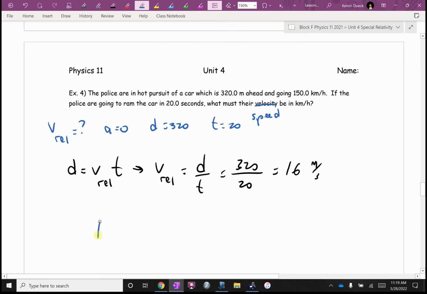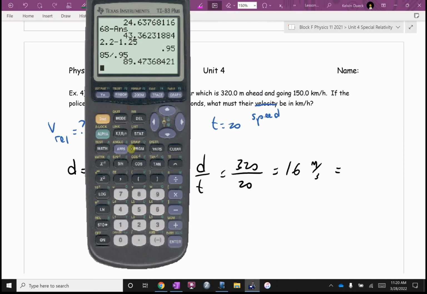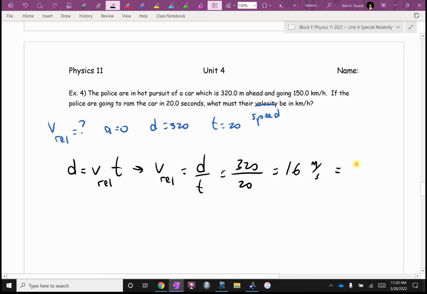So can I go 150 plus 16? Is that the answer? Why not? The units don't match. Because they gave me the bad guy speed in kilometers per hour, I'm going to put an equals, and I'm going to convert this 16 to kilometers per hour. It's 3.6 times. Okay, so the police have to be going 57.6 kilometers per hour faster than the bad guys.